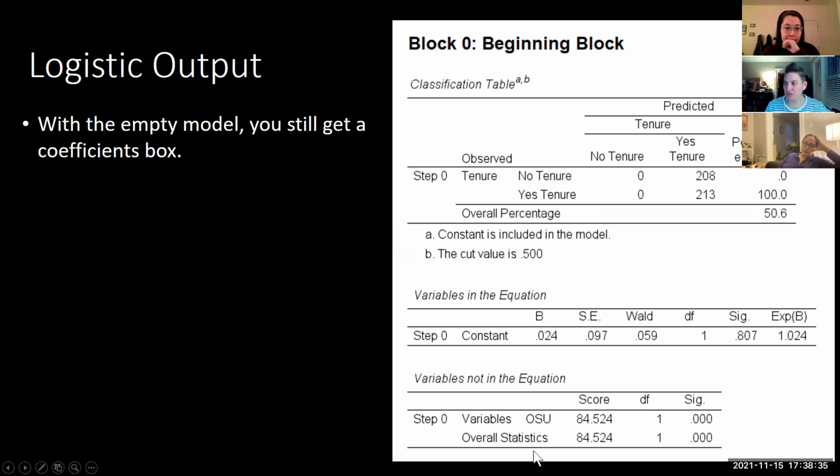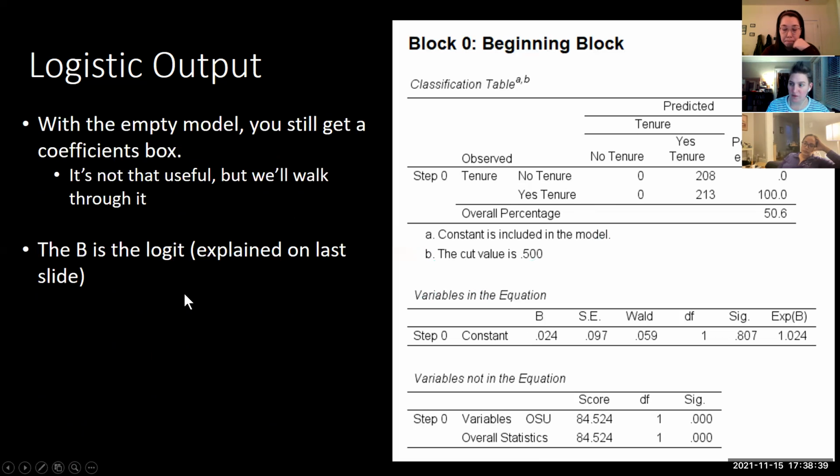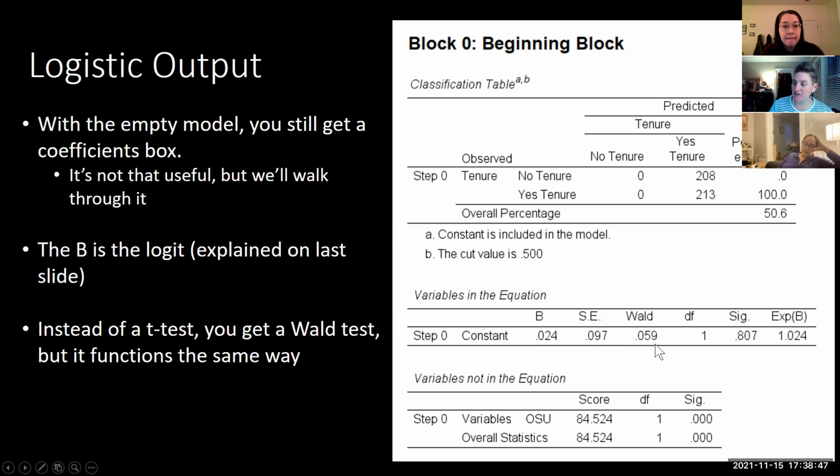With the empty model, we're still going to get a coefficients box. It's not very useful. I'll just show you what the numbers are. This B is the logit, which I explained a couple of slides ago, what the logit is and how that works. Instead of a t-test, you get a Wald test, but it essentially functions in the same way. I'm not going to make you memorize how the Wald test is different than the t-test. Suffice it to say, it's a significance test that works really well when you have non-normal data.